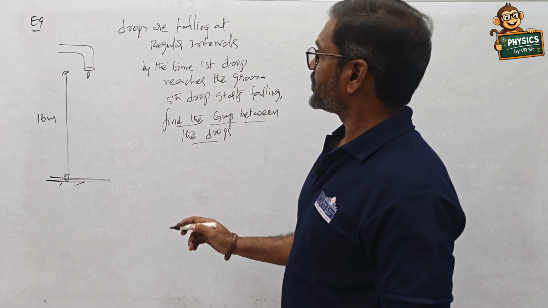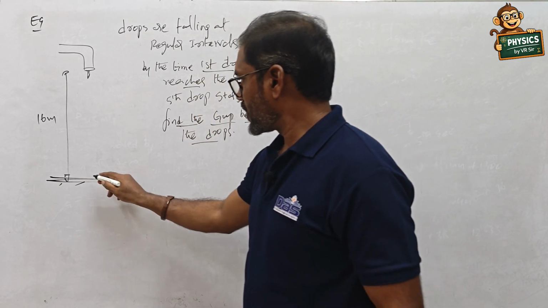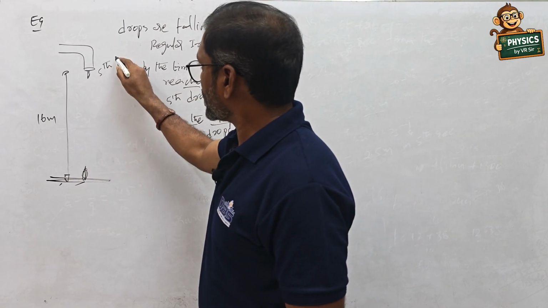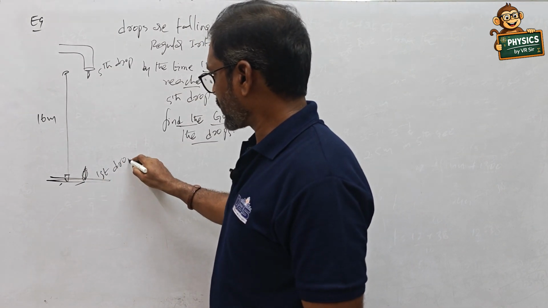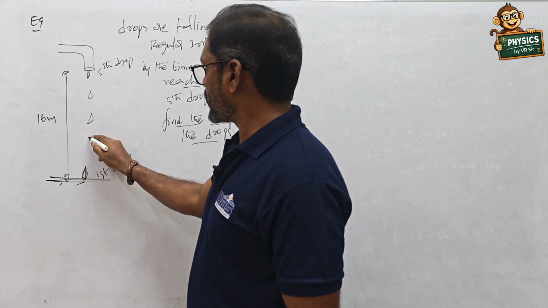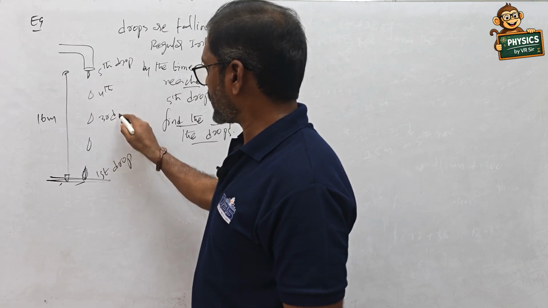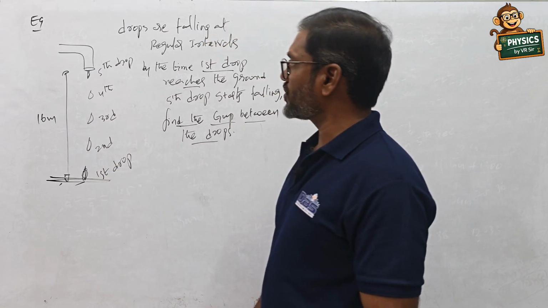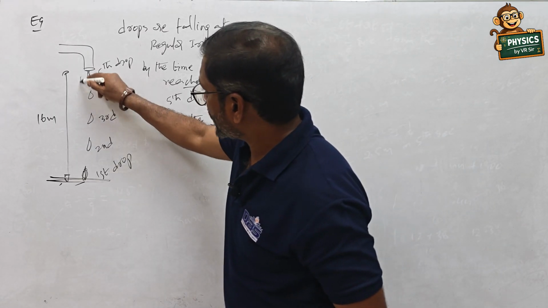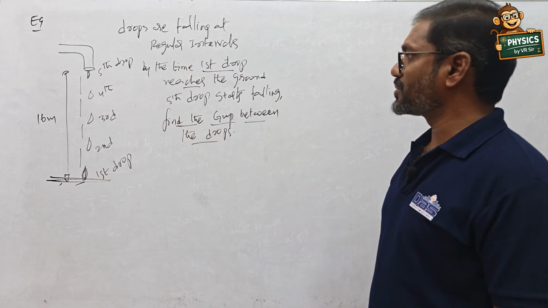Now what is the key point given? When the first drop reaches the ground, here is the first drop, and this is the fifth drop. In between, how many drops are there? 1, 2, 3. This is the fourth drop, third drop, second drop, and the first drop. This is what is given, and they are asking us what the gap between the drops is. Hope the description is clear to you, right?